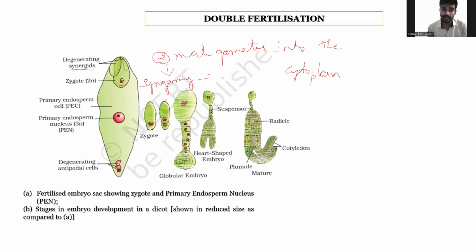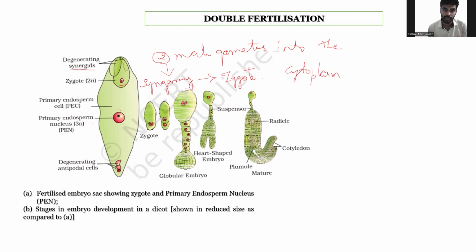This is clear. As a result, it leads to the development of the zygote. So after this, once the zygote is formed, the other male gamete which was there starts moving to the two polar nuclei, which are located in the central part. The two polar nuclei which are present in the cell get fused with this.